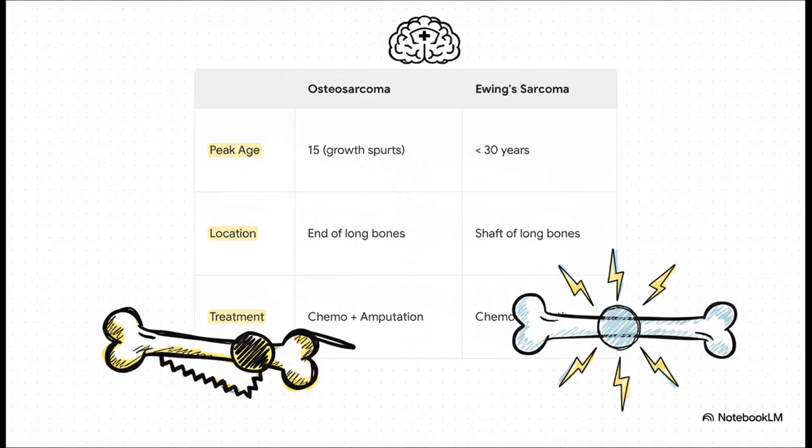Notice the difference in location. Osteosarcoma is usually at the end of long bones, while Ewing's is in the shaft. But here is the absolutely crucial point for your exam. Look at the treatment. For Ewing sarcoma, think radiation. Amputation is not the standard treatment, which is a big contrast to osteosarcoma, where it's often a primary option.